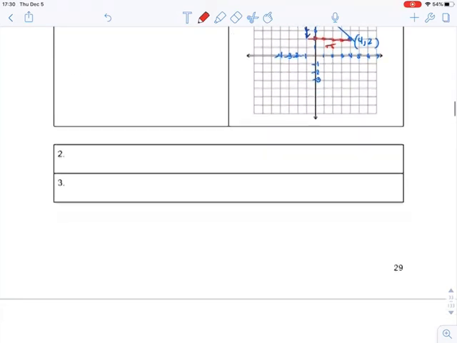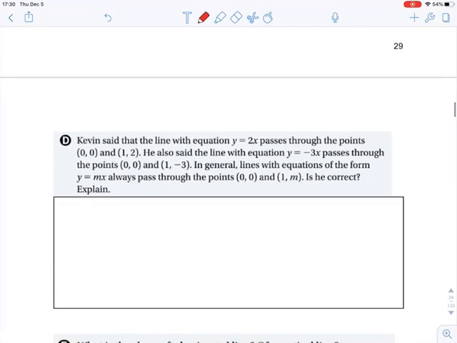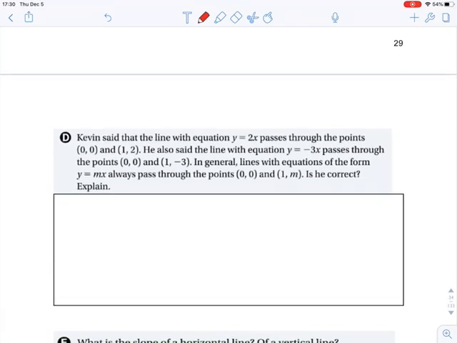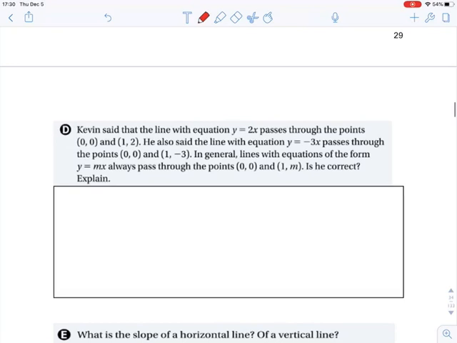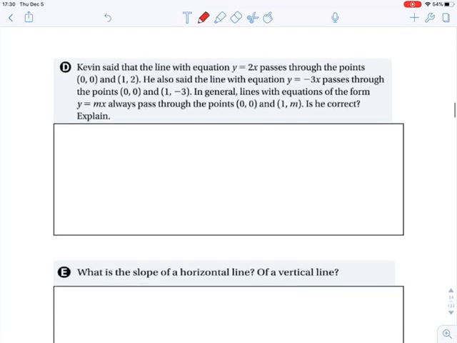Okay, so we're just going to leave it as that, and then we're going to skip 2 and 3. Kevin said a line with the equation y equals 2x passes through some points, 0, 0, and 1, 2. He also said that the line with the equation y equals negative 3x passes through 0, 0, and 1, negative 3. In general, the lines with the equations pass through. Is he correct? Well, I would probably just graph it just to check. I believe he's correct.